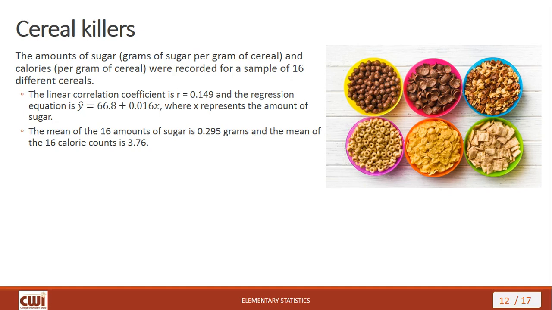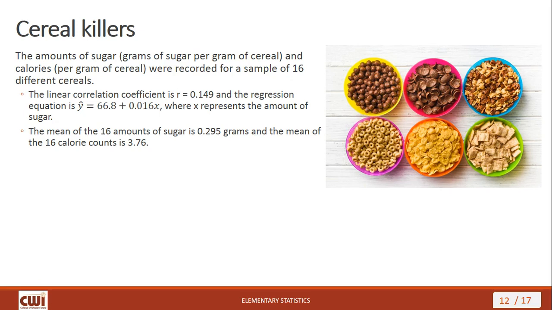Anywho, we have 16 different cereals, and we recorded the grams of sugar per gram of cereal, and also the calories in each gram of cereal. And we were looking for a linear correlation between the two. We found that there was a linear correlation coefficient of 0.149. We have the regression equation where x represents the amount of sugar.